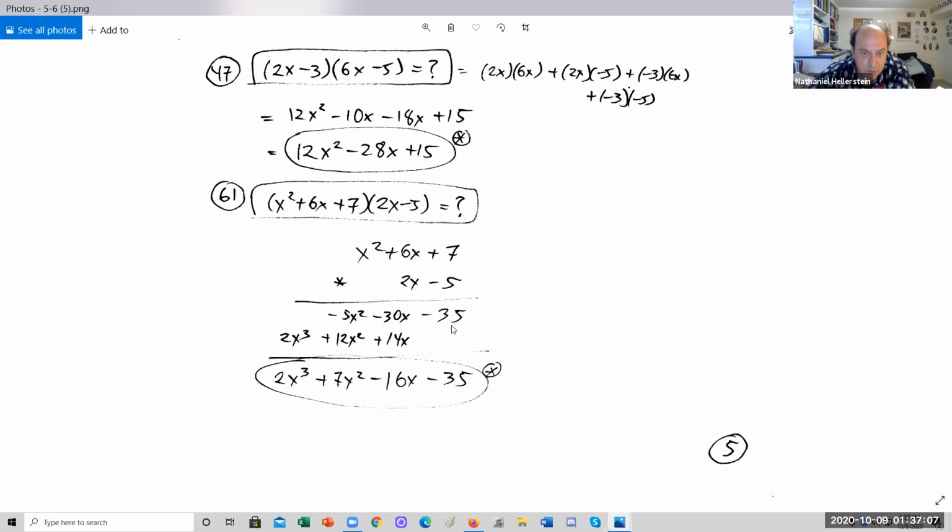Now we add up these partial products. Here you get a 2x cubed. Minus 5 plus 12 is a 7, 7x squared. Minus 30 plus 14 is a minus 16, minus 16x, minus 35. There's the product.